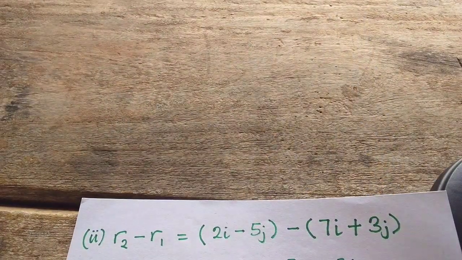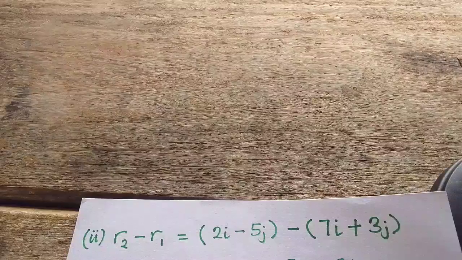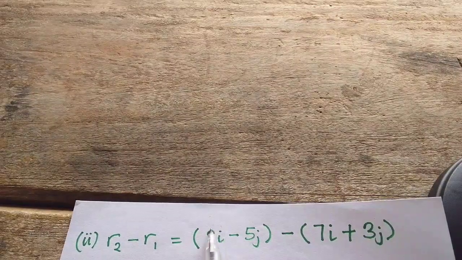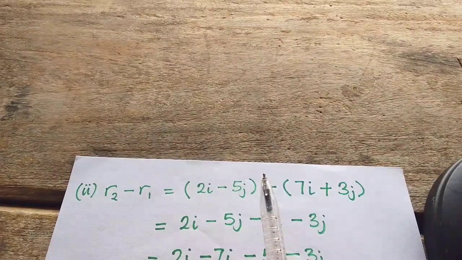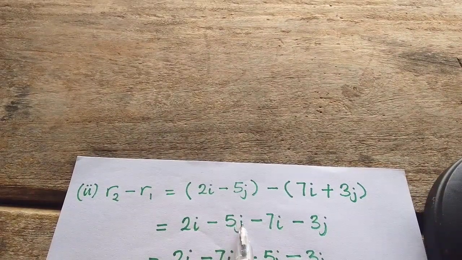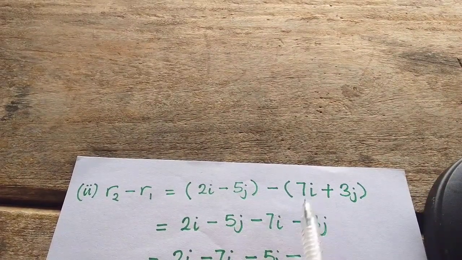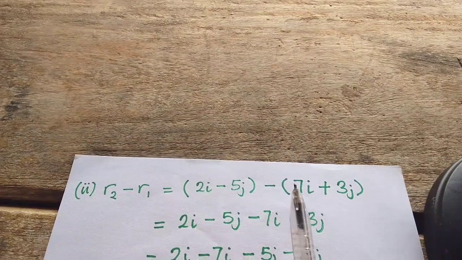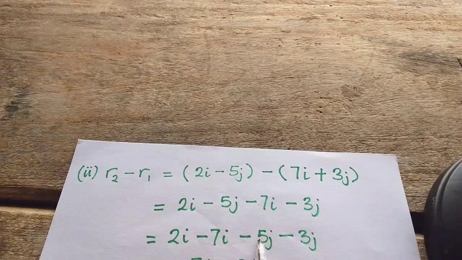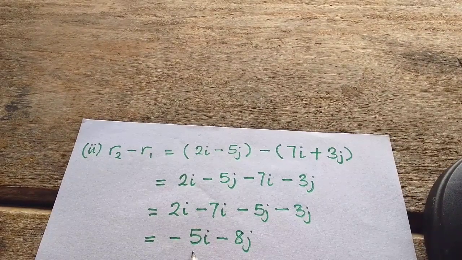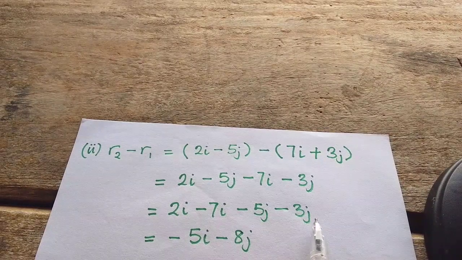Then the second part says we should look for r2 minus r1. The vector r2, we want to subtract the vector r1. So open the bracket, 2i minus 5j minus 7i, minus times plus gives us minus 3j. We collect like terms: 2i minus 7i gives me minus 5i, and minus 5j minus 3j gives me minus 8j.